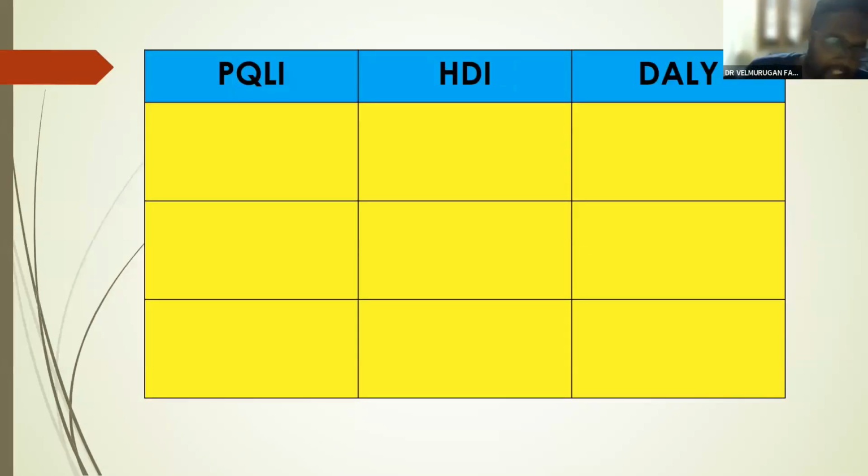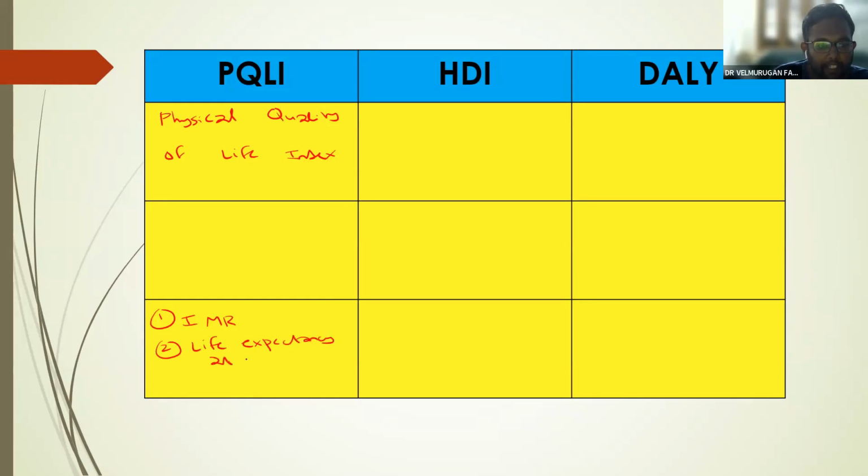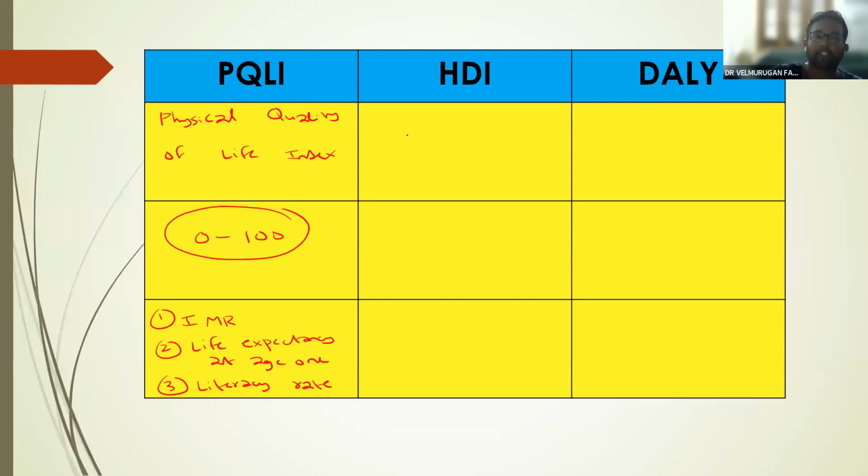So PQLI, HDI and DALY. What is PQLI? PQLI is the Physical Quality of Life Index. We use three things to calculate PQLI. First is IMR, deaths between 0 to 1 year of age. The second indicator is life expectancy at age 1, meaning at 1 year, how many years a person is going to live. The third one is literacy rate. The final answer we get is between 0 to 100.